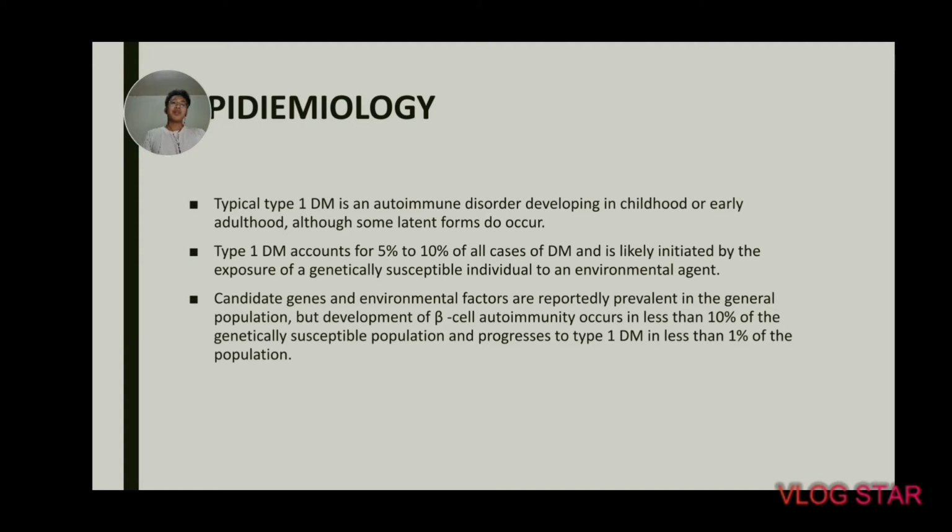Candidate genes and environmental factors are reportedly prevalent in the general population, but development of beta cell autoimmunity occurs in less than 10% of the genetically susceptible population. So this progresses to type 1 diabetes in less than 1% of the population.